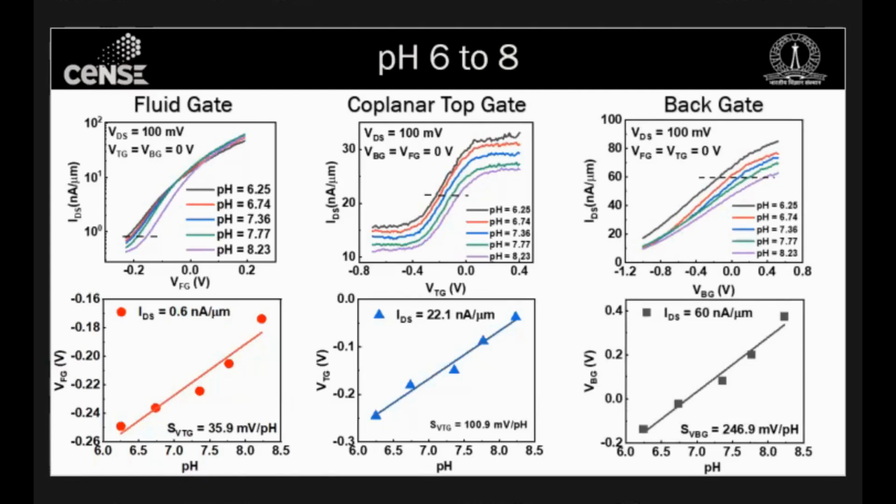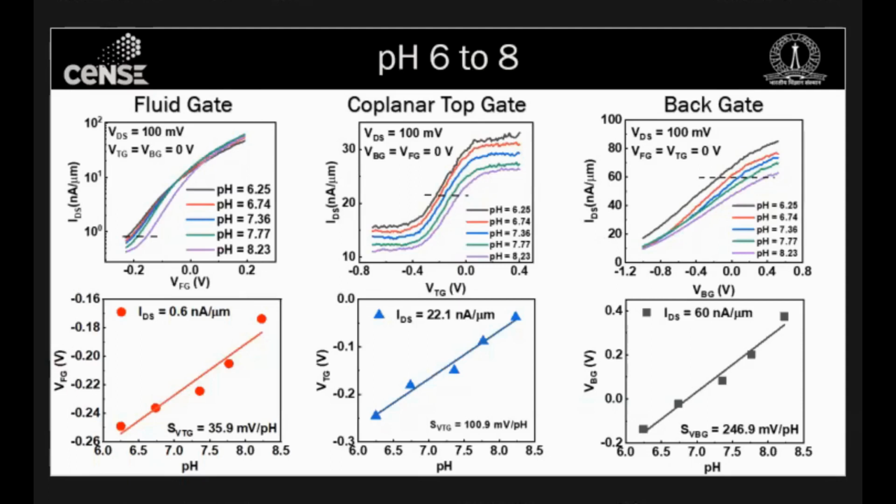So because of that, we should be able to get a high sensitivity even here. And that is exactly what we see here. If we go from pH 6 to 8, we see a clear right shift again when the other two terminals are biased to 0. And here the sensitivity turns out to be even higher. It is around 246.9 millivolt per pH, which is around 5 times the Nernstian limit.